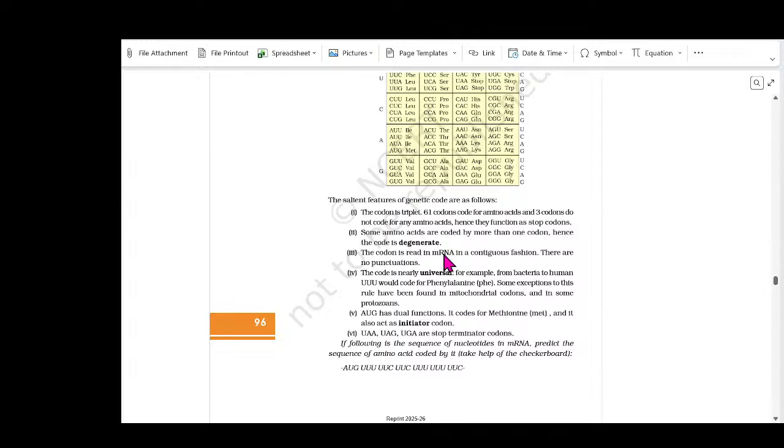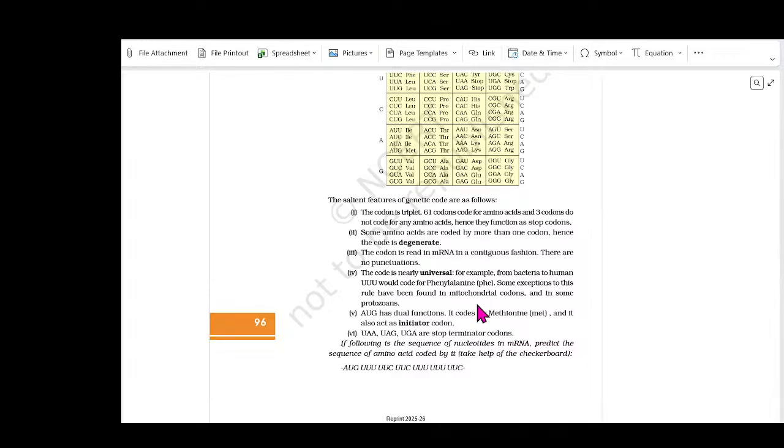The codon is read in messenger RNA in a contiguous fashion. There are no punctuations. The code is nearly universal. For example, from bacteria to human, UUU would code for phenylalanine. Some exceptions to this rule have been found in mitochondrial codons and in some protozoans.